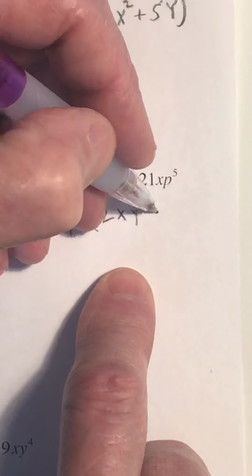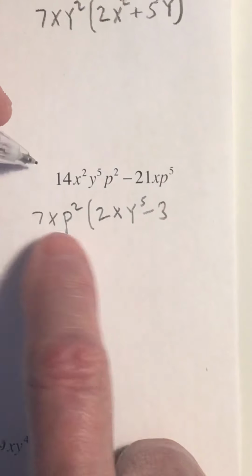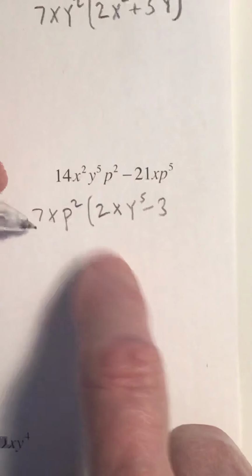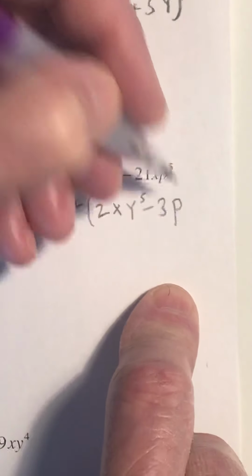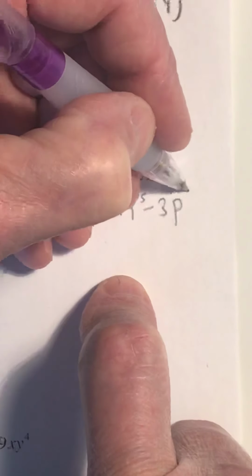A minus sign and a 3. And the x already has the correct exponent, and the p is supposed to go up to p to the 5th, so we need a p to the 3rd.